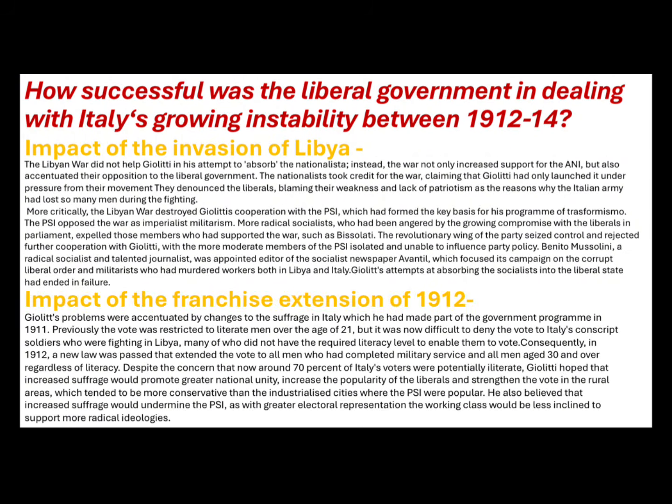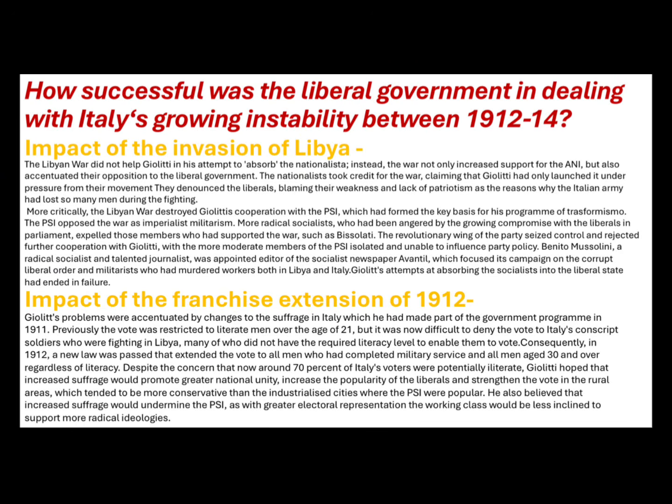We then had the impact of the franchise extension of 1912, where Giolitti's problems were accentuated by the changes to the suffrage in Italy, which he had made part of the government programme in 1911. Previously, the vote was restricted to literate men over the age of 21, but now it was difficult to deny the vote to Italy's conscript soldiers who were fighting in Libya, many of whom did not have the literacy level to enable them to vote. Consequently, in 1912, a new law was passed that extended the vote to all men who had completed military service and all men aged 30 and over, regardless of literacy.